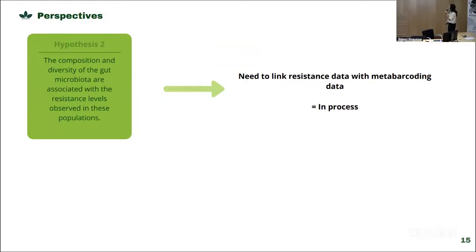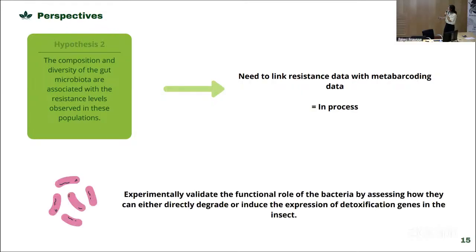So now the goal is to link this resistance data with metabarcoding data. Remember when I explained the experiment, I said that I allocated some individuals for the metabarcoding and microbiota monitoring. So now I will need to analyze this microbiota, to link the composition and diversity of the gut microbiota, to see if they are associated with the resistance level between the populations. And the goal after that is to experimentally validate the functional role of the bacteria by assessing how they can either directly degrade or induce the expression of detoxification genes in the insect. So that's the work for the next year.